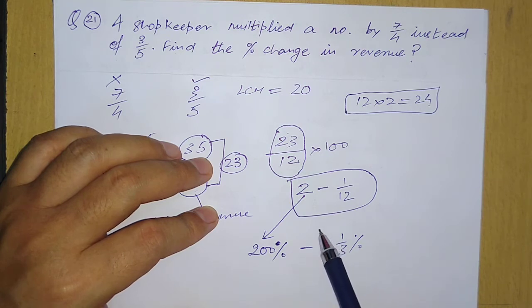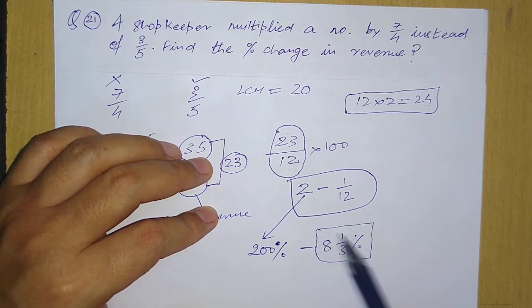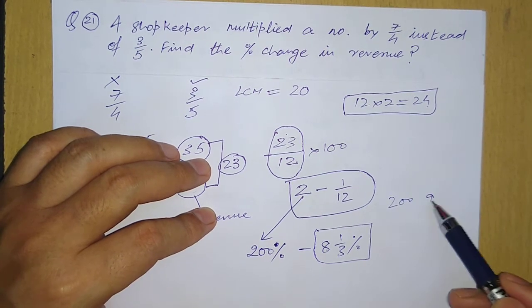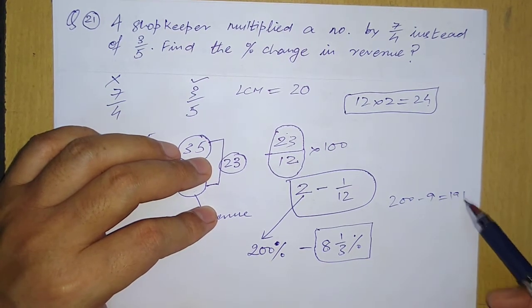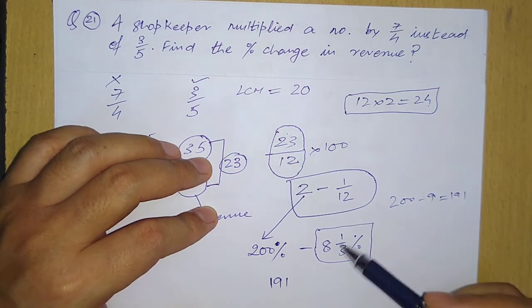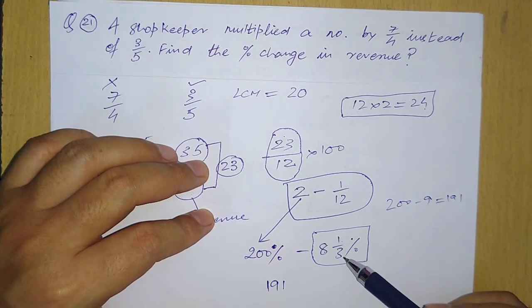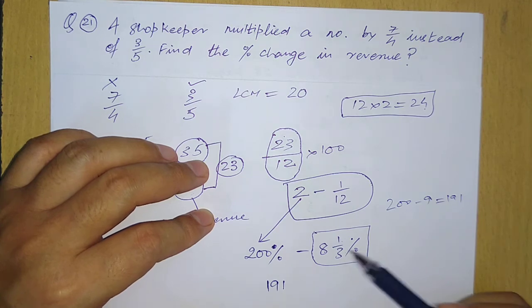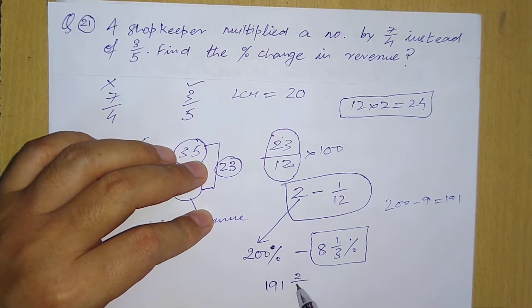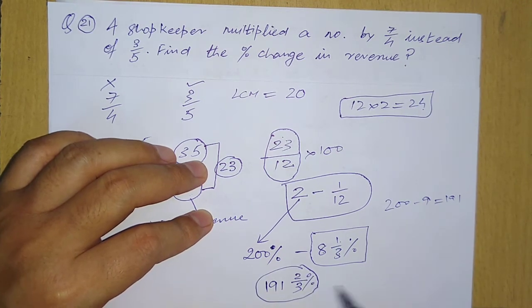Now here what we will do, we will assume this value as the whole number greater than 8, which is 9. So 200 minus 9 will give us 191. So we will write 191 here. Now this numerator is 1 and the denominator is 3. We will take the difference. 3 minus 1 is 2 and we will write the denominator as it is. So our answer will be 191 2 by 3%.